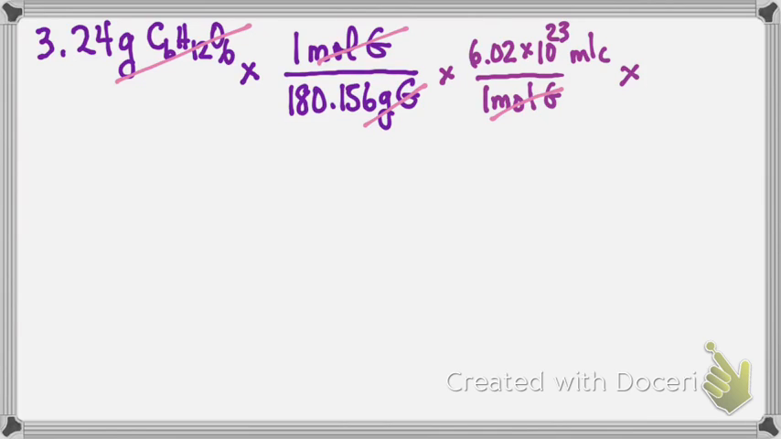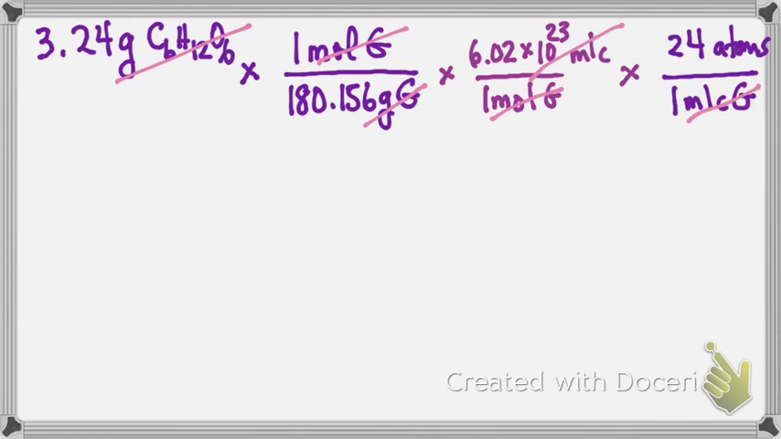And then finally, I know that 1 molecule of glucose has 6 carbon atoms, 12 hydrogen atoms, 6 oxygen atoms. That's a total of 24 atoms. This is also a conversion factor, not one that we've discussed explicitly yet, but one that makes sense to us. And so now all we need to do is simplify this.